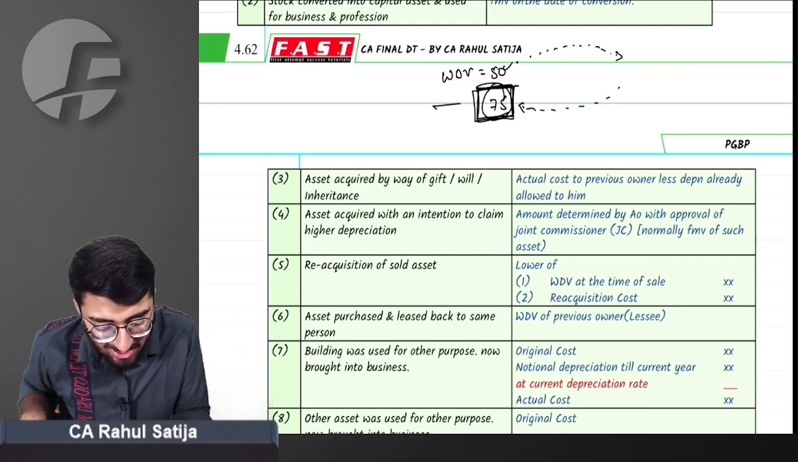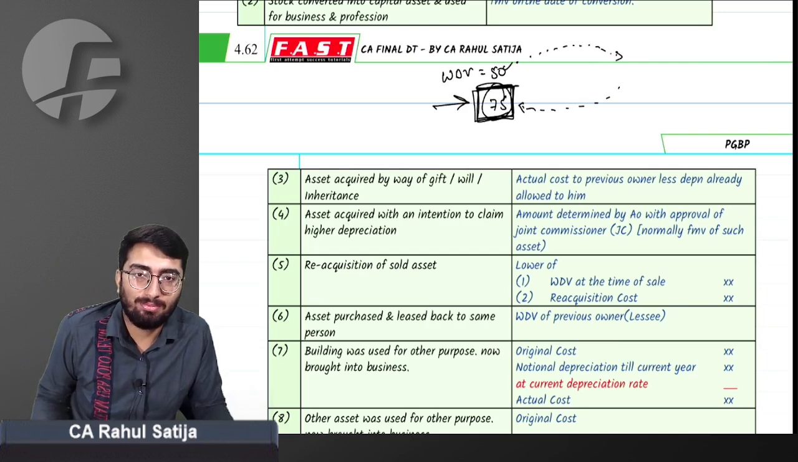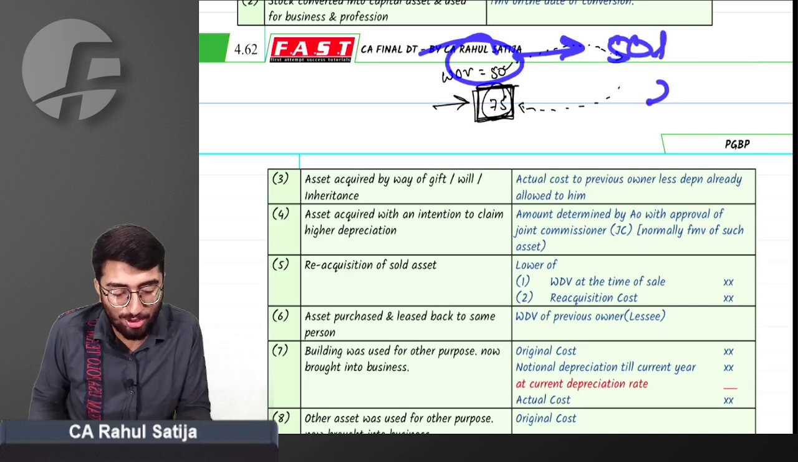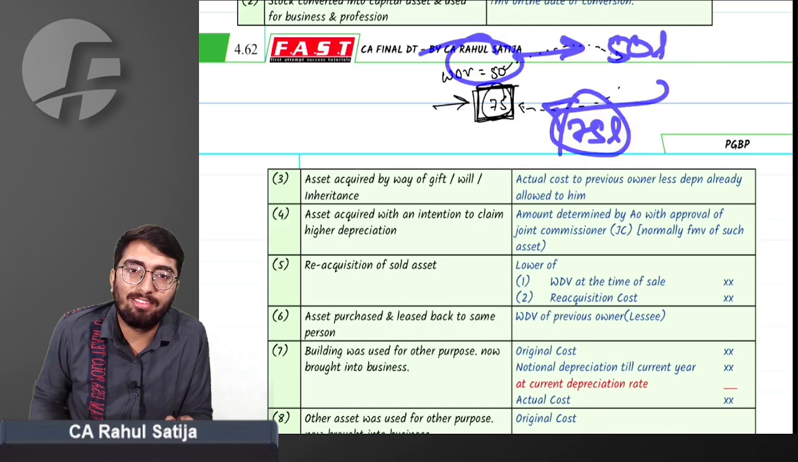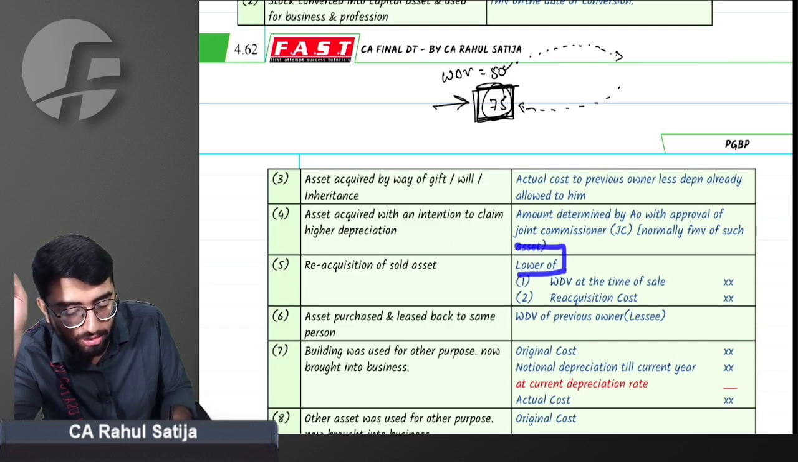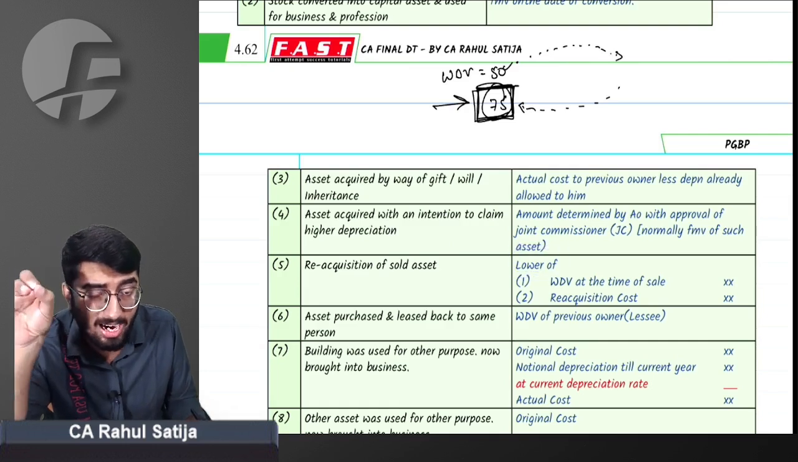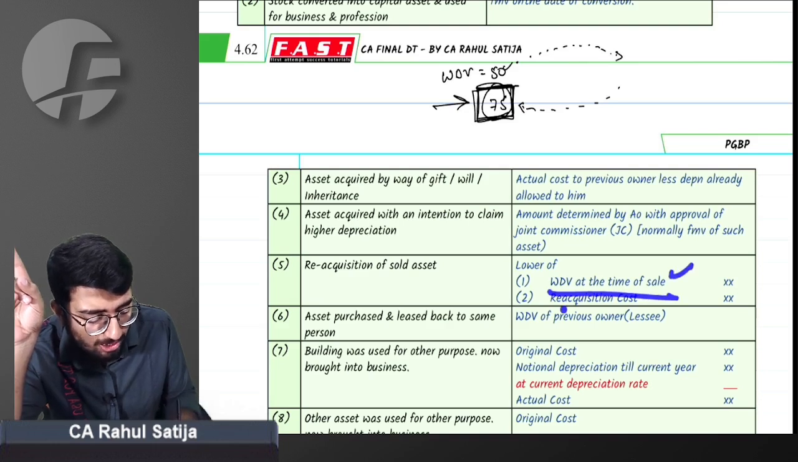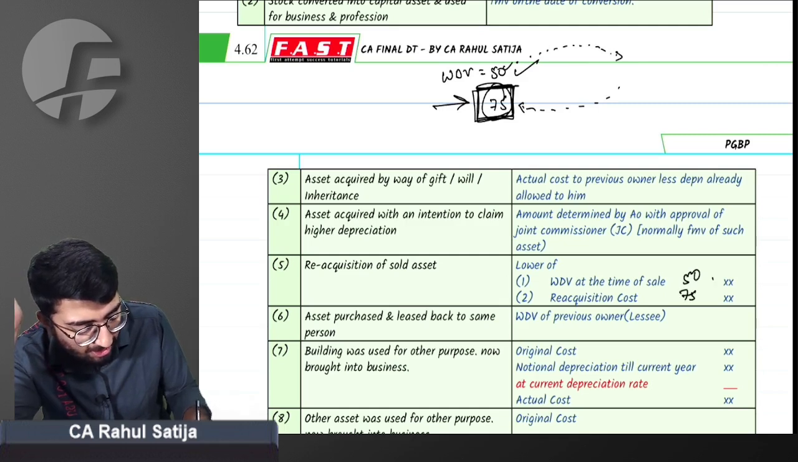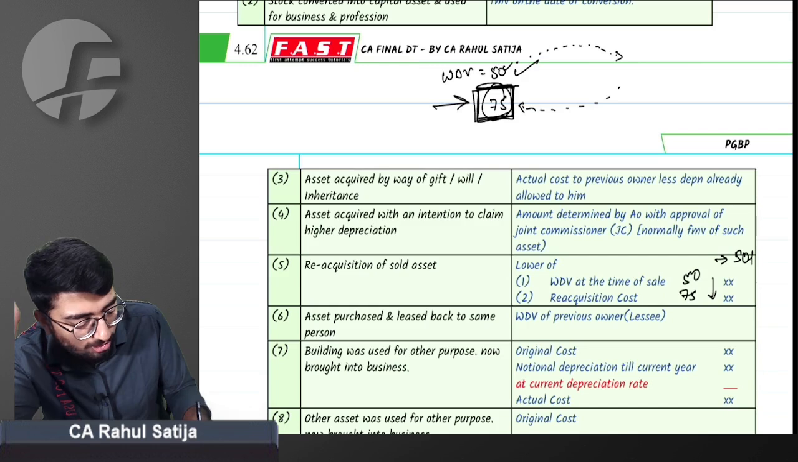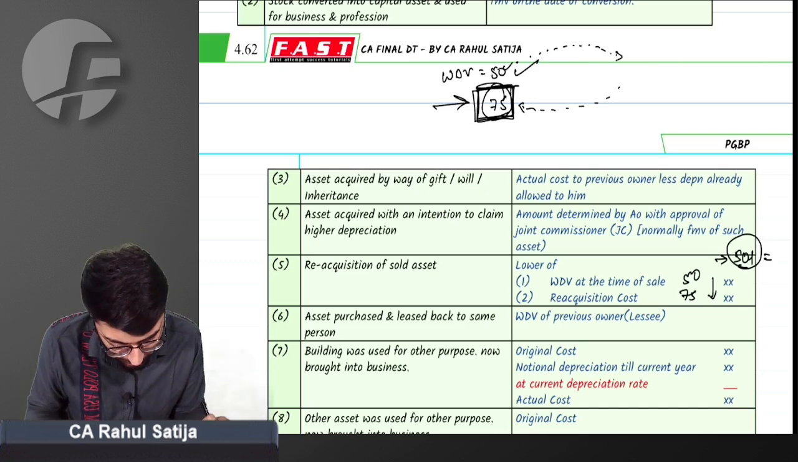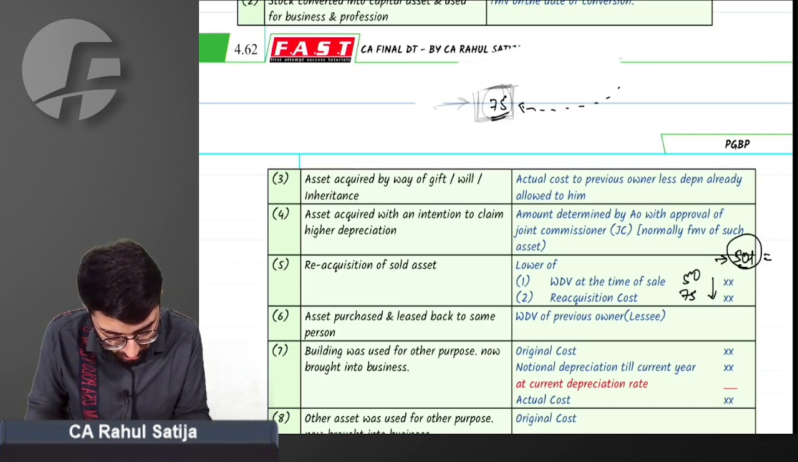Right answer is, sir, legally you can claim higher depreciation in this case. Because your block was 50 earlier, you were entitled to depreciation on 50 lakh rupees. Now your block is 75 lakh, you should be entitled to 75 lakh. But the provision says if you are acquiring any sold asset, then the cost to be added to WDV will be the lower of WDV at the time of sale or reacquisition cost. So WDV at the time of sale is 50 lakhs here and reacquisition cost is 75, whichever is lower. That means the value to be added to block will be 50 lakhs only. Got this point or not?